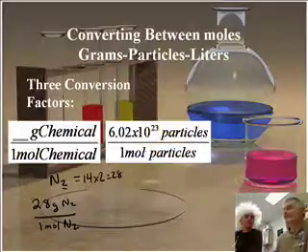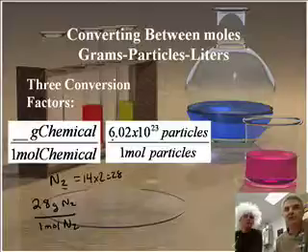A second conversion factor. The nice thing about this conversion factor, it doesn't change. It's always the same number. And that's the number of particles in 1 mole. And it's a big fancy number, 6.02 times 10 to the 23rd.